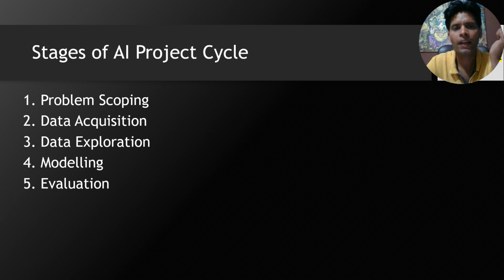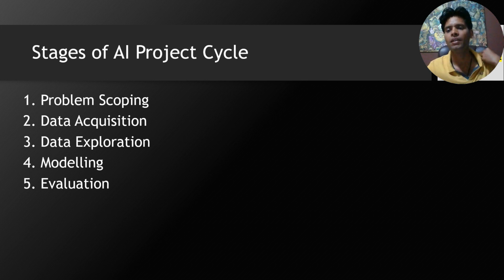The stages of AI project cycle. The very first we have problem scoping, data acquisition, data exploration, modeling, and evaluation. There are five stages that each and every AI project cycle follows. The same way, AI project cycles based on NLP also follow the same five stages. These are problem scoping, data acquisition, data exploration, modeling, and evaluation.